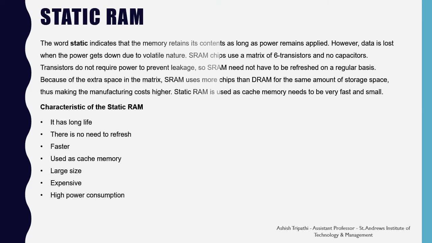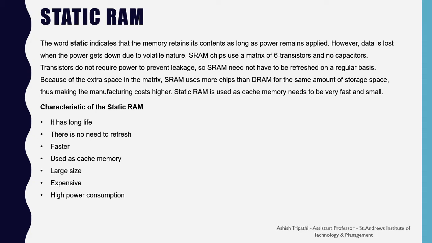Static RAM. The word static indicates that the memory retains its contents as long as the power remains applied. However, data is lost when the power goes down due to its volatile nature. SRAM chips use a matrix of 6 transistors and have no capacitors. Transistors do not require power to prevent leakage, so SRAM need not be refreshed on a regular basis.